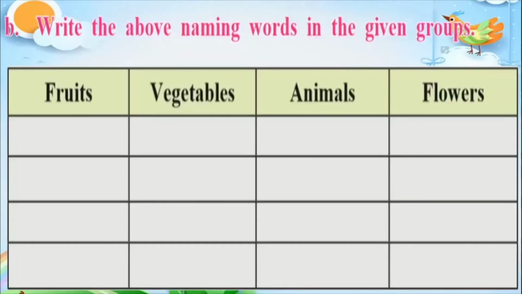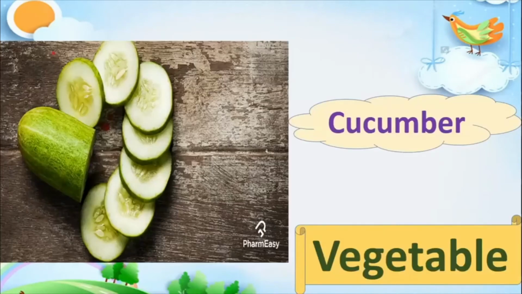And then we come to our activity. So we saw the names of so many things now, isn't it? We saw the names of some fruits, some vegetables, some animals and some flowers. And then we decided whether the apple is a fruit or a vegetable or an animal or a flower. We saw it, isn't it? So now come on, you have to use that knowledge and fill this particular table. So write the above naming words in the given groups. So above words means all these words that we saw. Okay, we saw all these words.